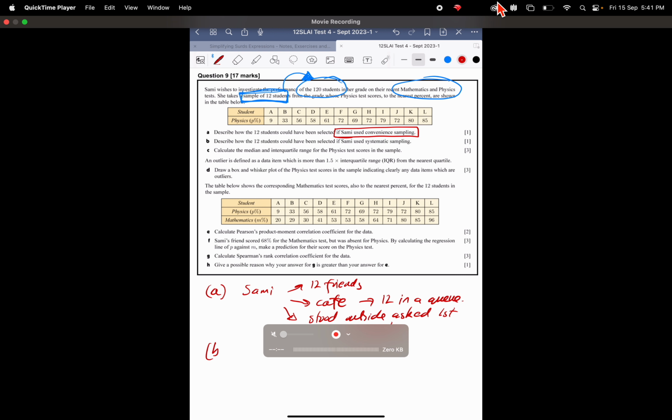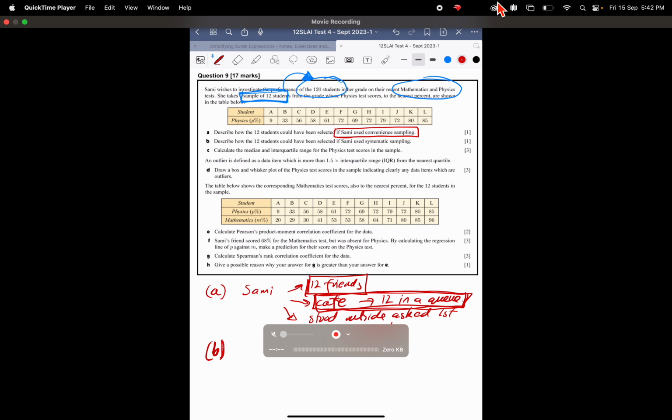B, however, is a little bit better because this will be a little bit more reliable in terms of trying to think about what happens with the whole population, right? Imagine Sammy's a fantastic physicist and her 12 friends are also great physicists, so that might be a biased sample, right? Maybe when Sammy goes to the cafe and asks the 12 people in a queue, these 12 people are skipping class, right? And that might not be a representation of the entire population. But B, in terms of a systematic sampling method, will be a better representation.